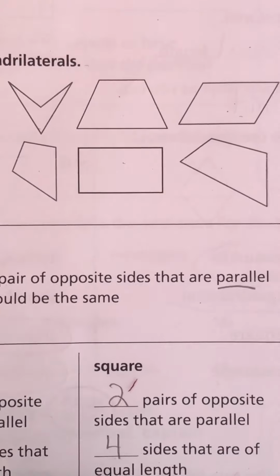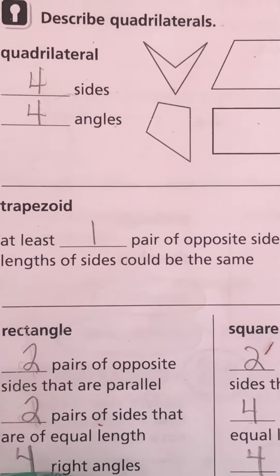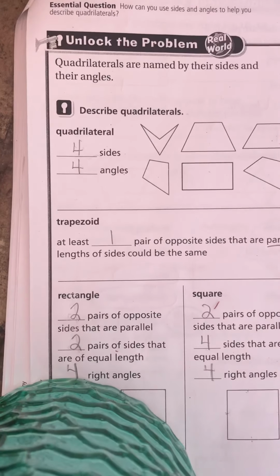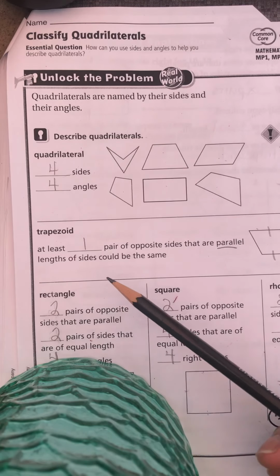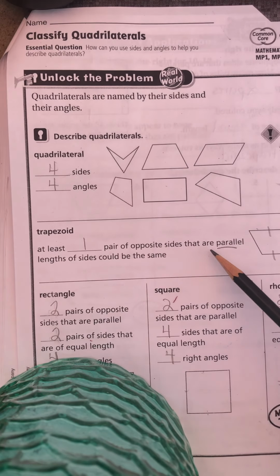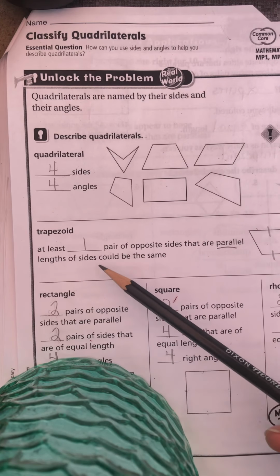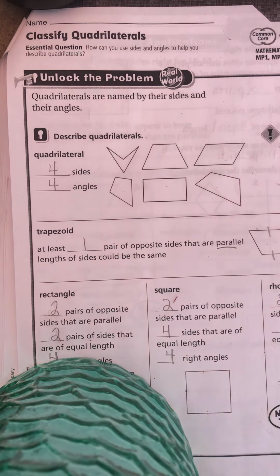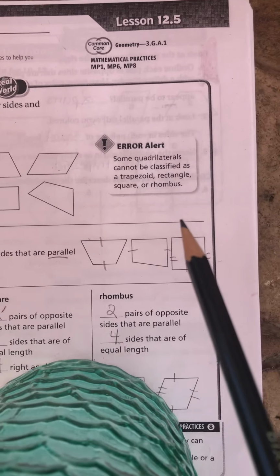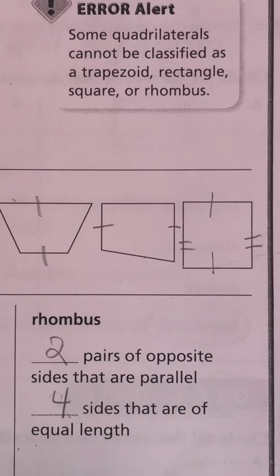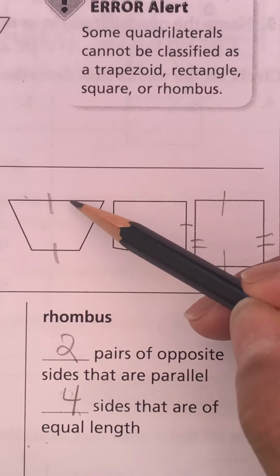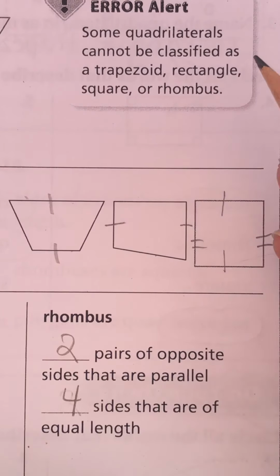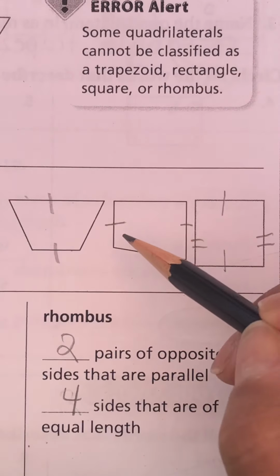Now let's look at the first type of quadrilateral. That is a trapezoid. A trapezoid has at least one pair of opposite sides that are parallel. Lengths of sides could be the same. So what does all that mean? If you look at these pictures over here, and I'll zoom in, they've got one pair of opposite sides that are parallel. These 2 lines are parallel to each other. They're never going to touch. They're never going to cross.